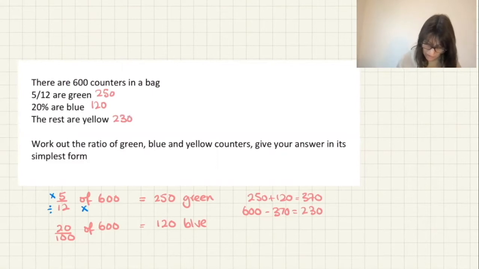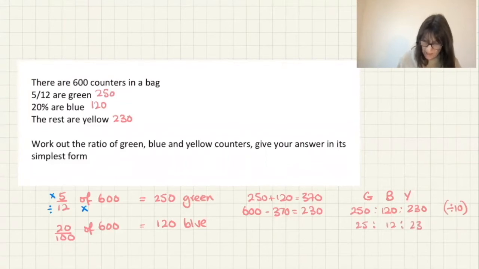So I've then got to put these in the ratio of green, blue, and yellow. So there's 250 green, 120 blue, and 230 yellow. Well, straight away, I can just divide the whole thing by 10, which is going to give me 25, 12, 23. I would then look to see if there's another times table that goes into all three. If there is, I will use it. But actually, I know 23 is a prime number. And for that reason, I'm not going to look any deeper because there won't be anything that will fit into that. So that is the answer to that question.